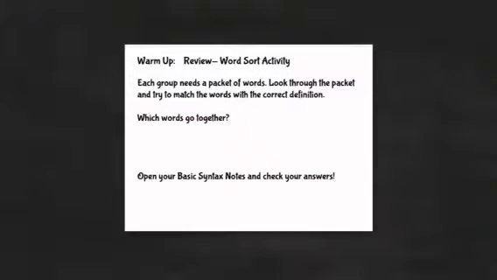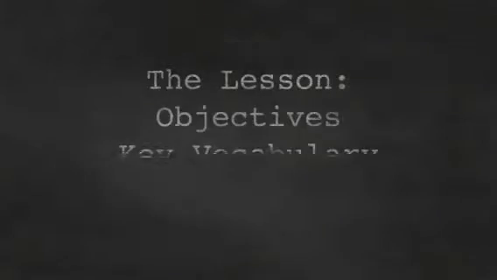What I did for this word sort activity was the kids were sitting in table groups, and each table received a little packet of words and definitions, and they had to match them up. When they finished, we went over them as a class, and they were able to open up their basic syntax notes and check their answers. The notes are available on my website. This is just the words and the definitions, so you could see what they were, but they were cut apart, and they were exactly what you would think they would be, in little strips.